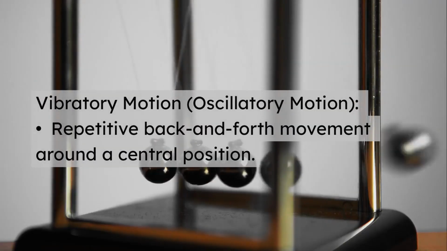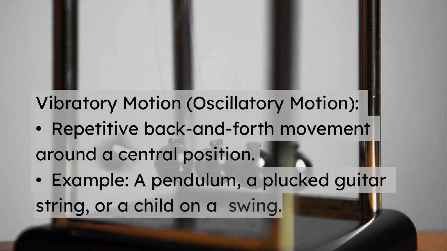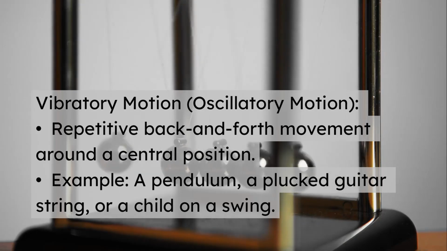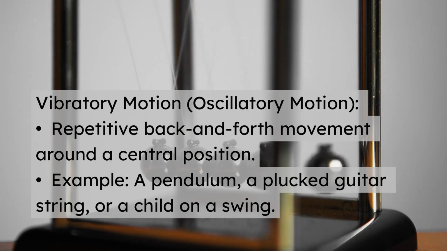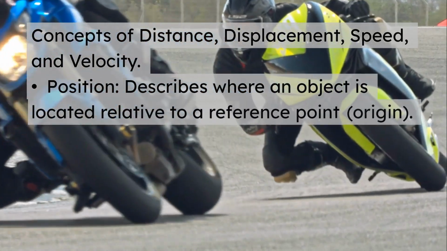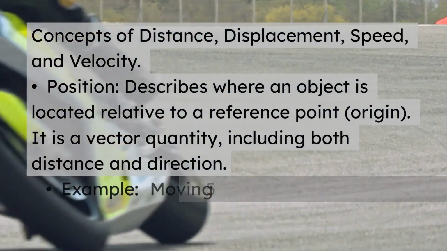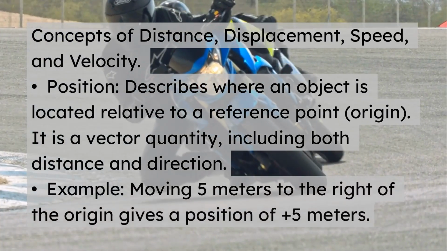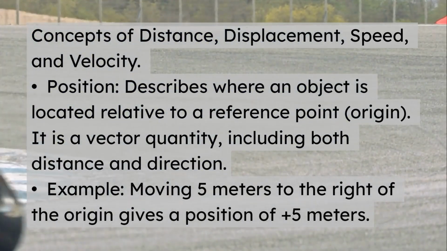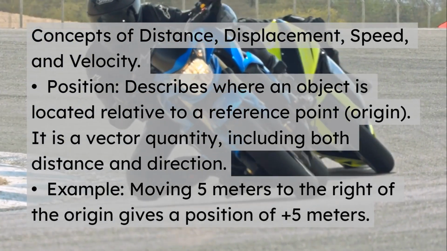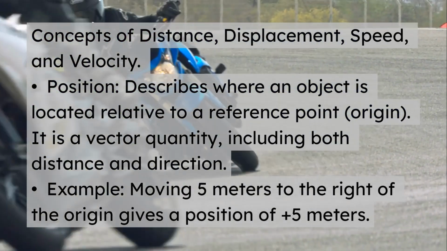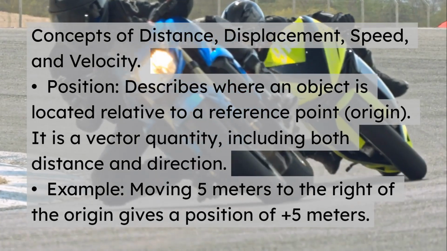Vibratory motion, oscillatory motion. Repetitive back and forth movement around a central position. Example, a pendulum, a plucked guitar string, or a child on a swing. Concepts of distance, displacement, speed, and velocity. Position. Describes where an object is located relative to a reference point, origin. It is a vector quantity, including both distance and direction. Example, moving 5 meters to the right of the origin gives a position of plus 5 meters.